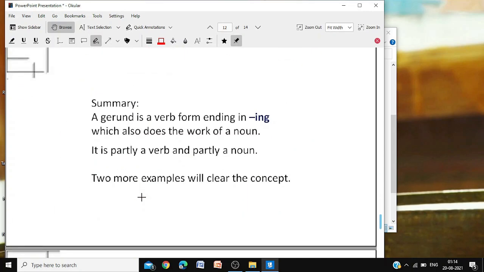So in summary, we can say a gerund is a verb. It ends in -ing. It will always be ending in -ing: playing, singing. And it also does the work of a noun. Yet it retains some of the characteristics of a verb. So it's partly a verb and partly a noun. We shall just give two more examples to clear the concept.